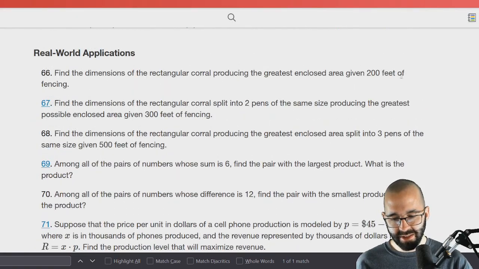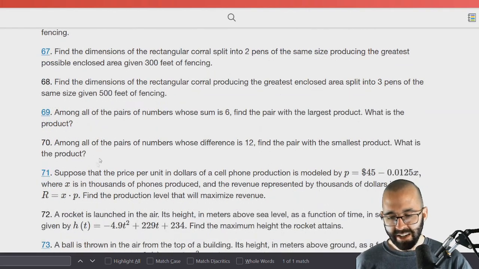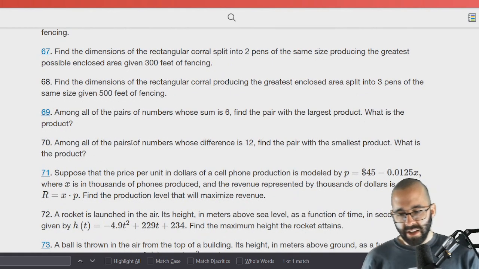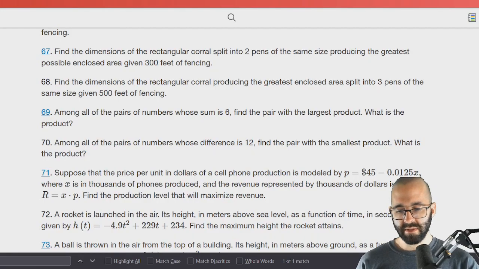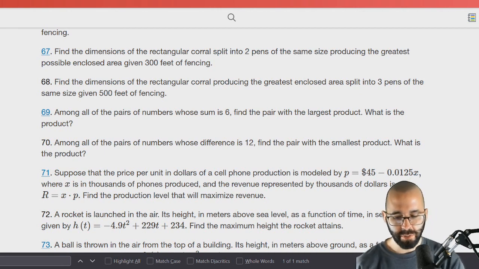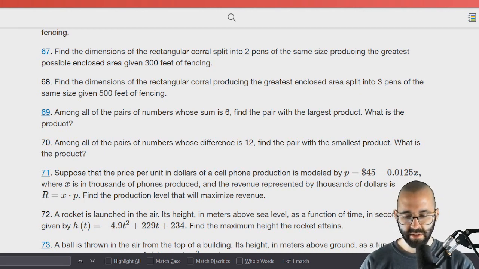Also, make sure we solve the problem, find the dimensions. Yes, we found the dimensions. Number 70. Let's follow step-by-step instructions. Step 1. Draw a picture and write down information. Name the variables in the picture. Well, we're just finding a product. There's no physical thing here. There's no picture in number 70, sadly.